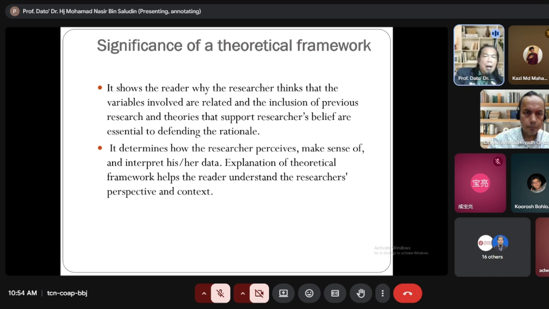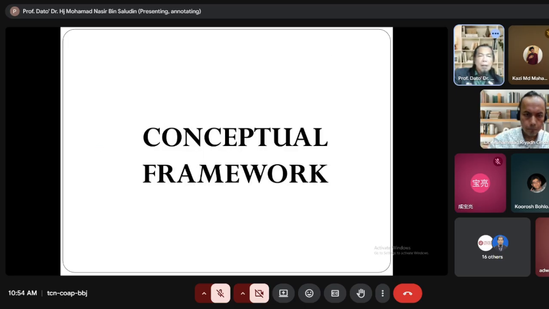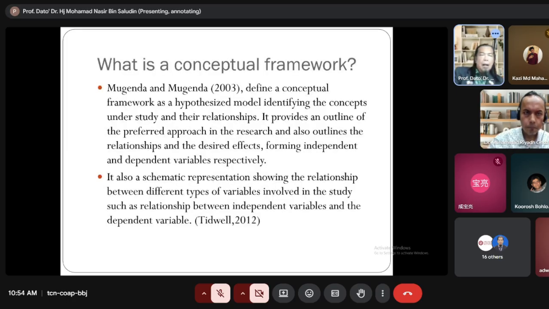It determines how the researcher perceives, makes sense of and interprets his or her data. The explanation in the theoretical framework helps the reader understand the researcher's perspective and context. Conceptual framework. This is the second important one. One is theoretical, number two is conceptual. That is the map of your research.